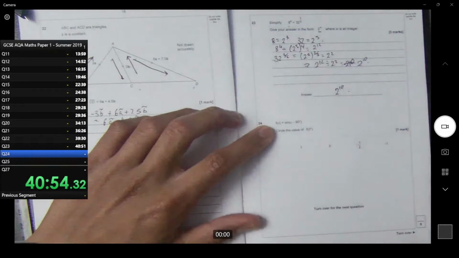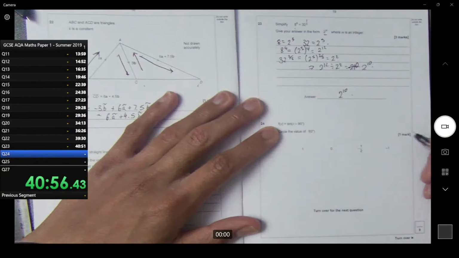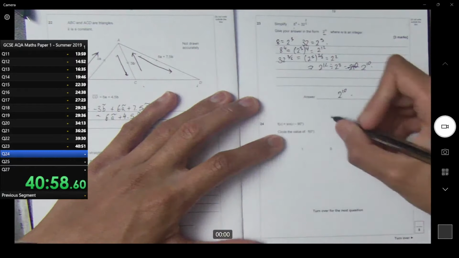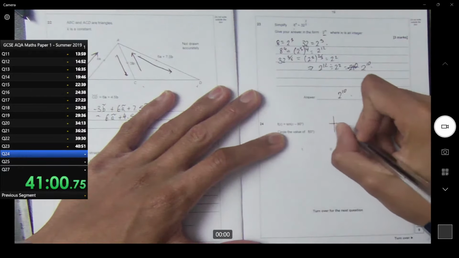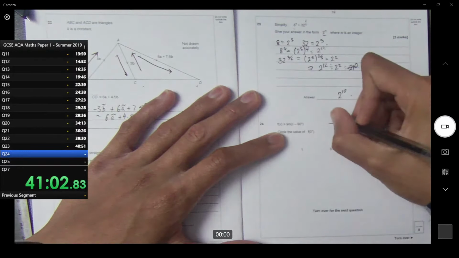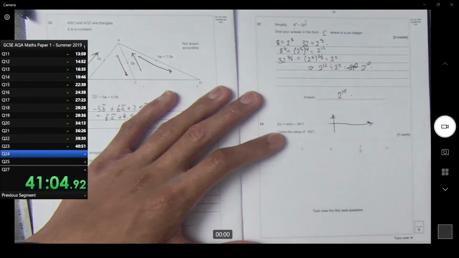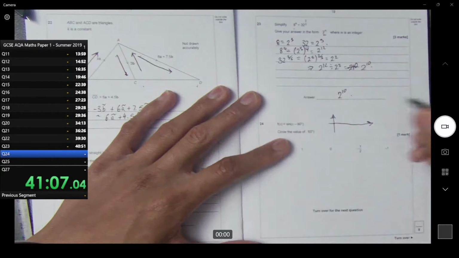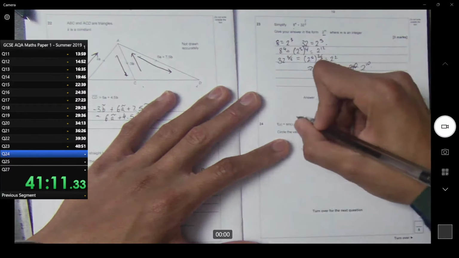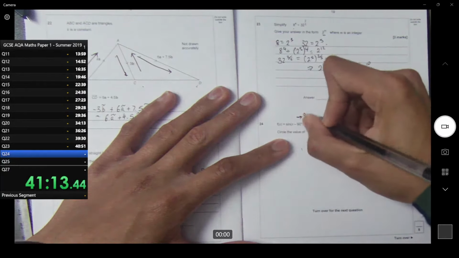Okay, f of x is sine x minus 90. So transformations aren't on this year's exam, but what this means is things happen like 90 degrees later. So shifted 90 degrees to the right.